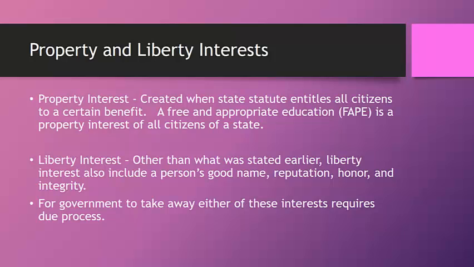Liberty interest, we talked a little bit earlier about liberty interest being the fact that you have a right to acquire knowledge, and this has been elevated through Dixon and Goss. But liberty interest entails more than just that. It includes a person's good name, their reputation, their honor, and integrity. So with that definition, you can see how suspending a student for whatever the infraction might be could give that student a bad name. And as a result of that, you are taking away that liberty interest that student has of their good name. And so in order to do that, again, you have to go through these steps. For government to take away these interests requires due process.